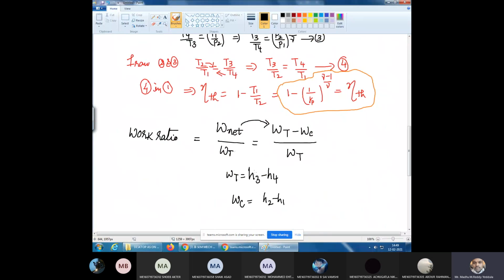Entering enthalpy is more for the turbine because it is the expansion device. It is the work producing device, so during the process of work, its enthalpy is going to decrease. Whereas the compressor is a work consuming device, so during compression the enthalpy is going to increase. Further, H is equal to Cp into T, so I can write Cp into T3 minus T4, and here also Cp into T2 minus T1. Now you can substitute, and therefore you will get the work ratio also. Clear now?